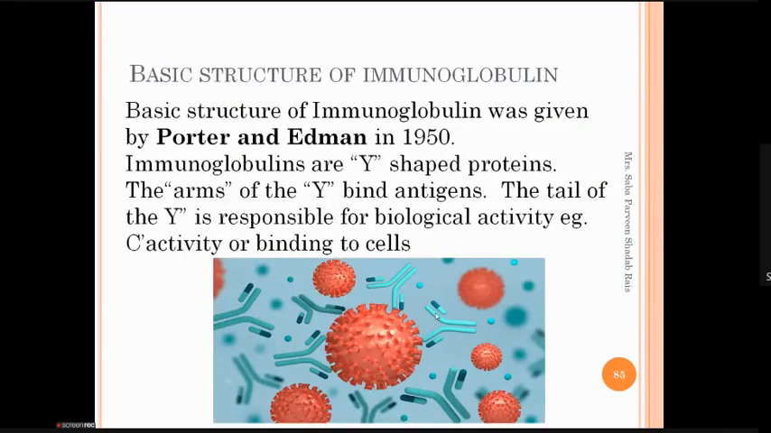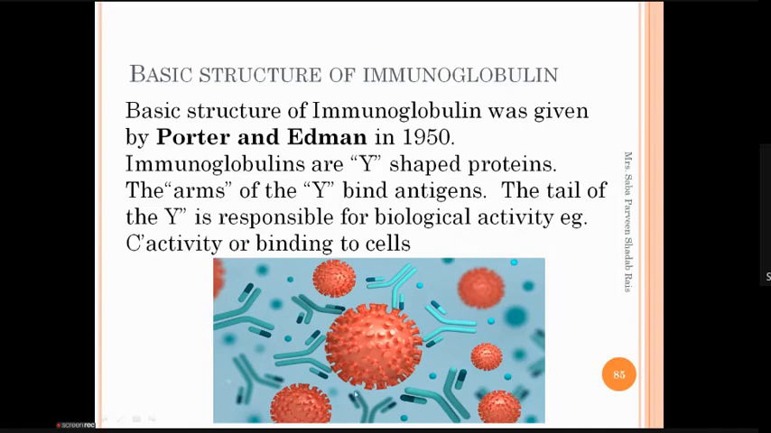Now, when we talk about the basic structure, this basic structure was first given by Porter and Edelman in the year 1950. They said that these antibodies are specific and they have a Y shape. When we talk about the arm, here you can see this arm. Arm means the broad part of the Y. This arm is responsible for the binding of an antigen.